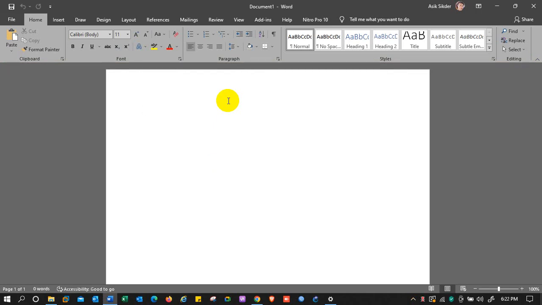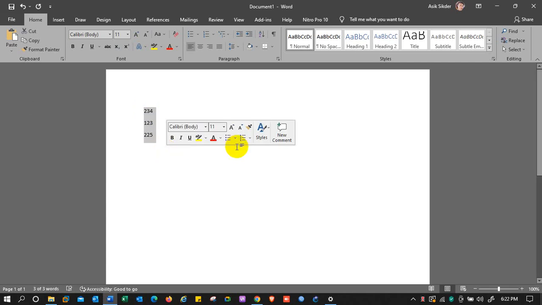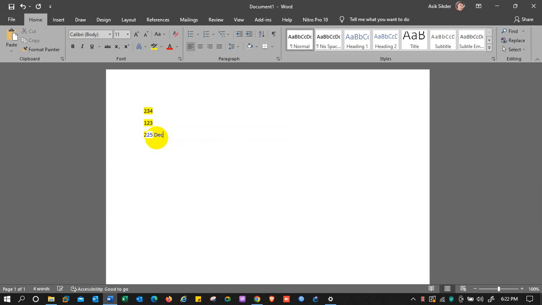Like the number that we are observing now, 234, or it can be 123, or it might be 225 sometimes. No problem at all. These are the numbers which are called decimal. These are the decimal numbers, but the fact is, the computer cannot read these numbers that we are seeing now. Whenever we input something into the computer, like 123, the number is converted into binary.